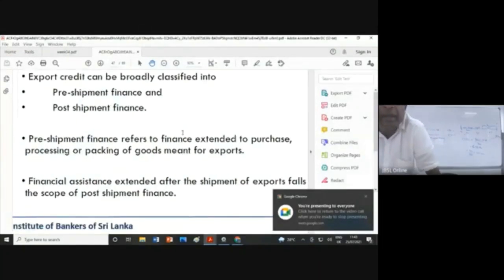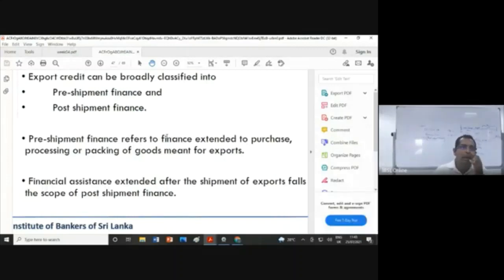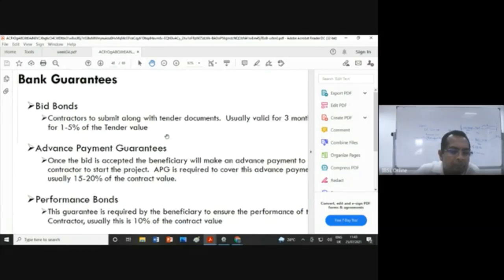Right? This is the exporter credit. So pre-shipment, before sending the goods, we have to do the purchasing, processing and packing. The product we use is pre-shipment financing or packing credit line. Then once the goods are exported, we give a product called post-shipment or e-bill discounting.